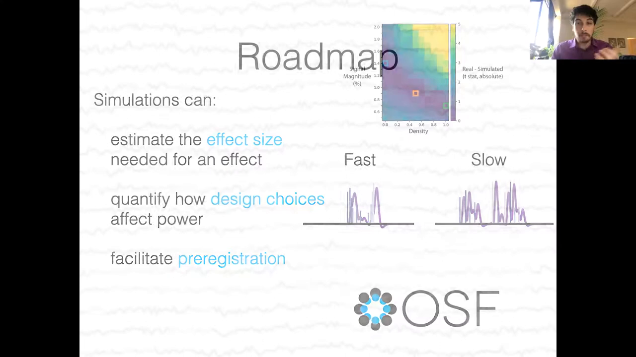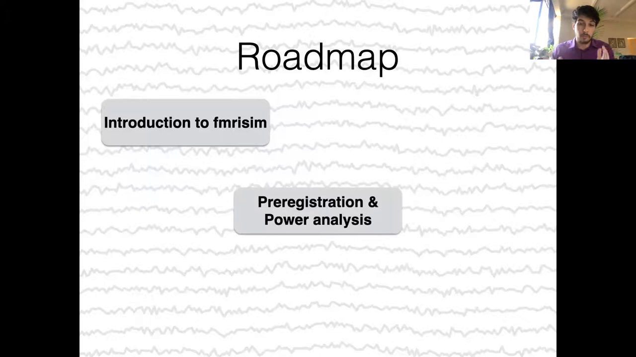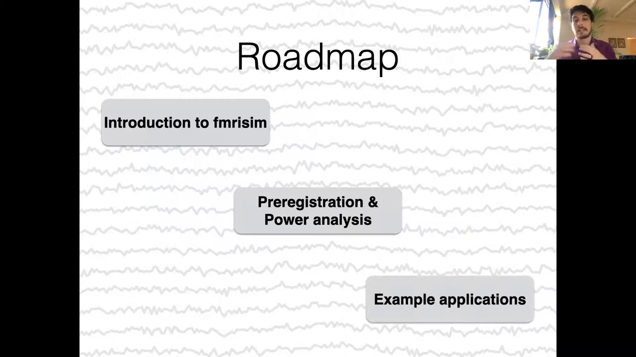So I'm going to be talking about simulation with fMRI. In particular, I'm going to be talking about the package called fMRI Sim that I developed a few years ago. And then going to talk actually quite briefly now, especially because of what we've just heard from Frauke, about the ability for simulation to facilitate pre-registration and power analysis. And then I'm going to spend a bit of time talking about example applications of how this can be used to facilitate open science and just generally reproducible science. But first, on to fMRI Sim.